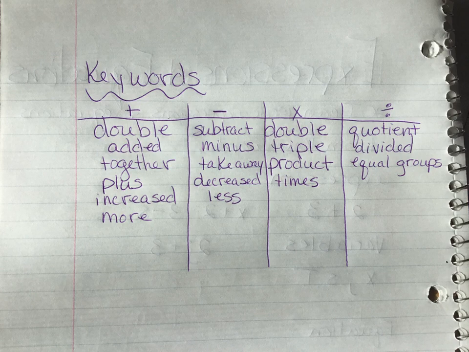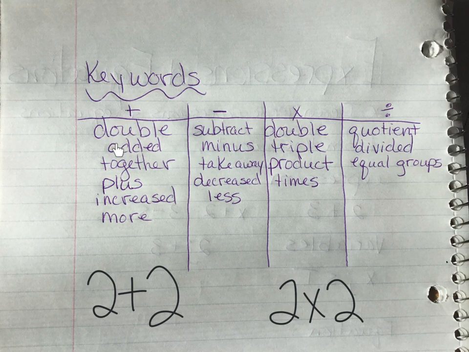Hopefully by now you have stopped the video and we could talk through these keywords. When we're talking about keywords, when we see that keyword, our mind should automatically say, ooh, that's a math word. I'm going to be adding, or I'm going to be subtracting, or dividing, or multiplying. Notice that I have double in both of these categories, because if I said, ooh, I'm going to double 2, it means I'm going to add another 2, but it could also be 2 times 2.